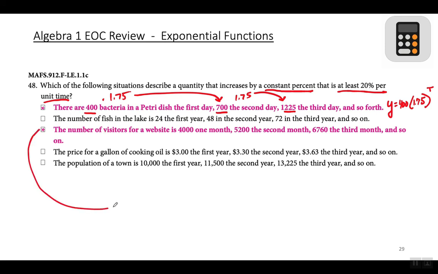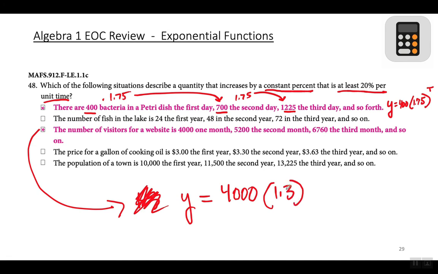Now the other one that's correct, if I do the same thing, 5200 divided by 4000, I get 1.3. And if I do 6760 divided by 5200, I also get 1.3. So each one of these is being multiplied by 1.3 to get the next one. If I were to write that as an exponential function, it would look like this. 4000 is my initial amount, and the growth factor here is 1.3. If you substitute a 1, a 2, and a 3 in this function, you'll get these answers. This means that it's growing by 30% each time.